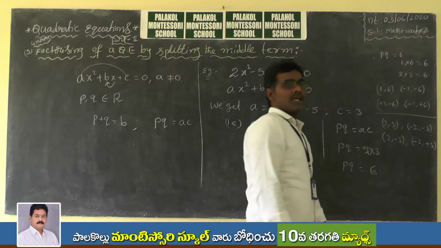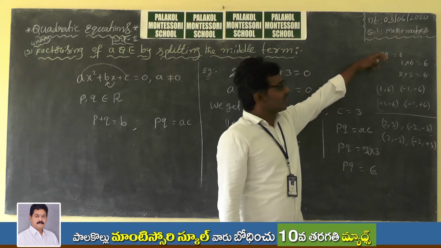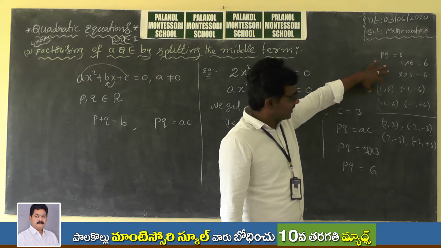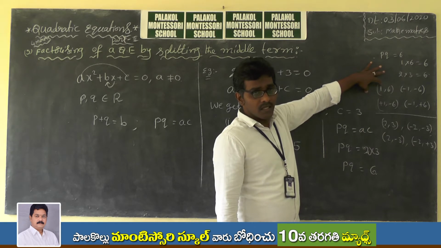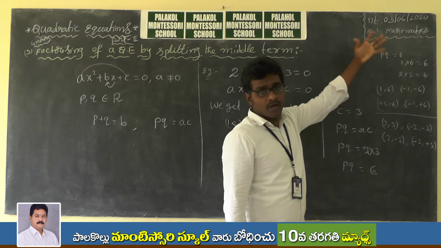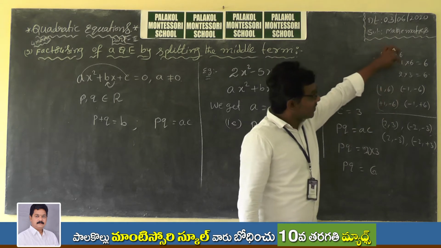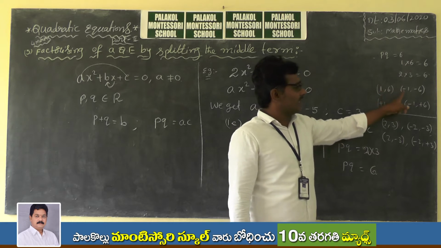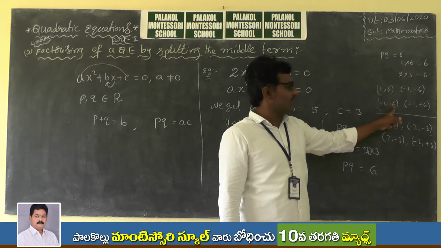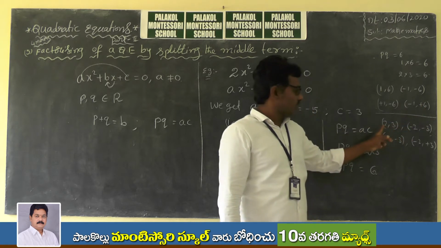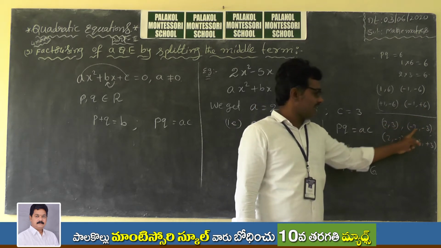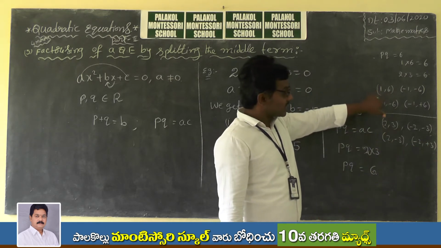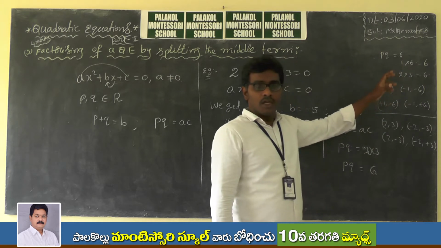Okay guys, the factors of 6 are 1, 2, 3, 6. So 1 into 6 is 6, and 2 into 3 is 6. Others can't be done. So for these factors I set the ordered pairs: 1 and 6, minus 1 and minus 6, 1 and minus 6, minus 1 and plus 6. And 2 and 3, minus 2 and minus 3, 2 and minus 3, minus 2 and plus 3. These are the ordered pairs found here.